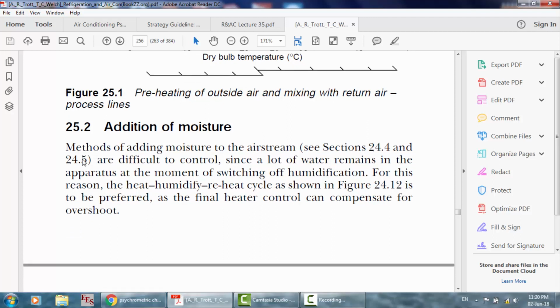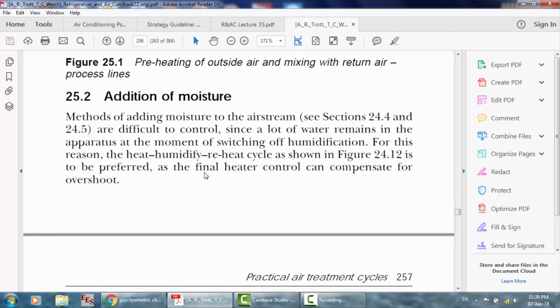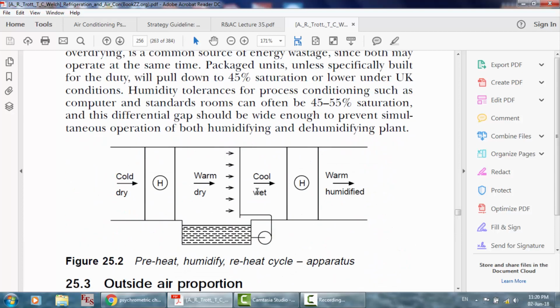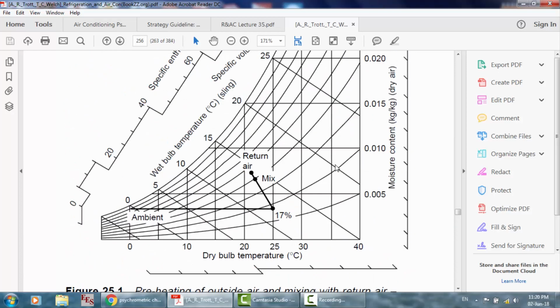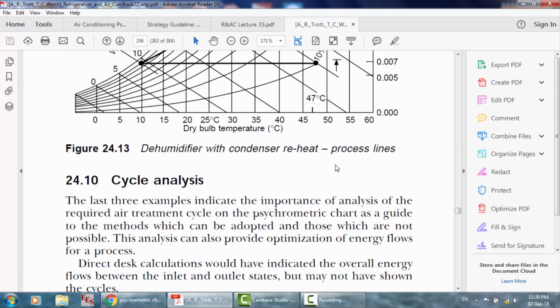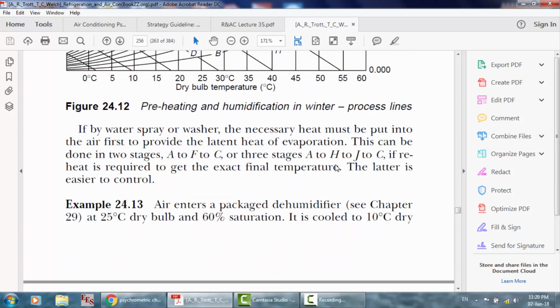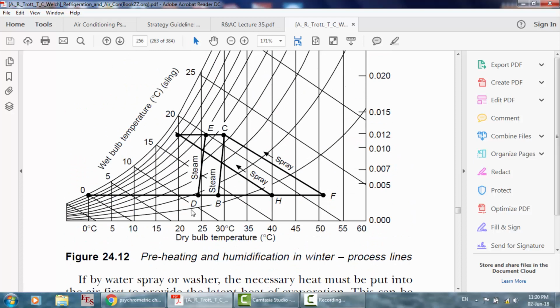So, addition of moisture: methods of adding moisture to the airstream are difficult to control, since a lot of water remains in the apparatus at the moment of switching off humidification. For this reason, the humidify-reheat-recycle scheme, as shown in figure 24.12, is to be preferred. Let's see, we have here the preheating and humidification in winter process lines.